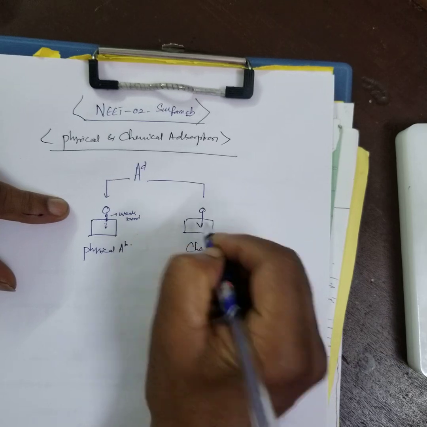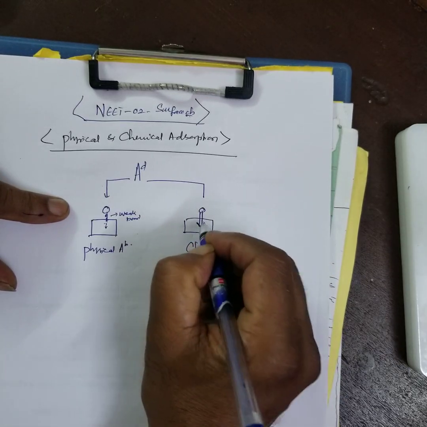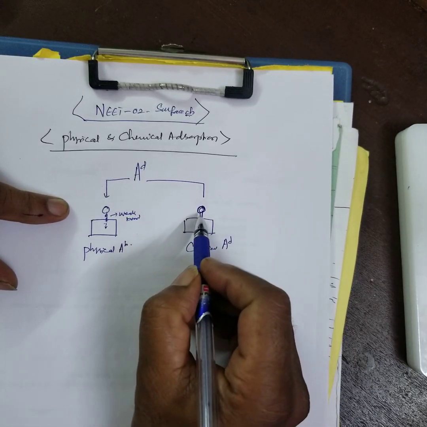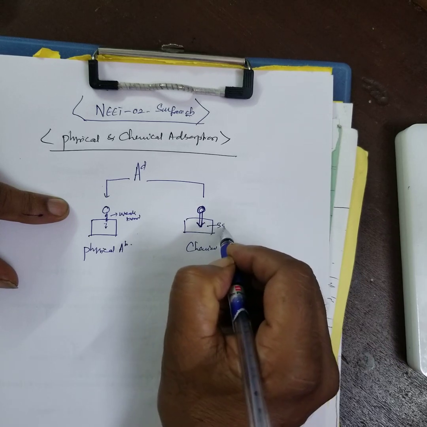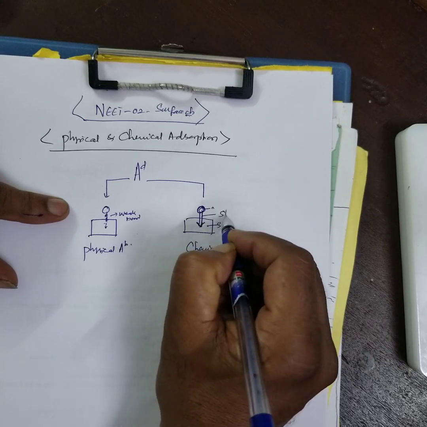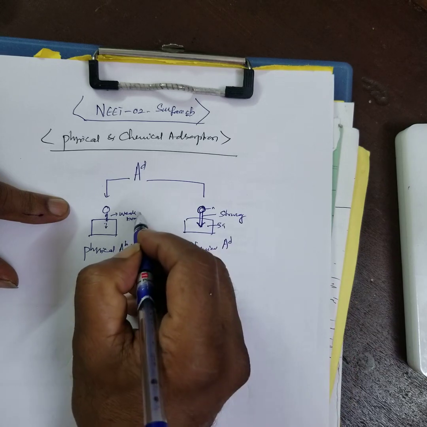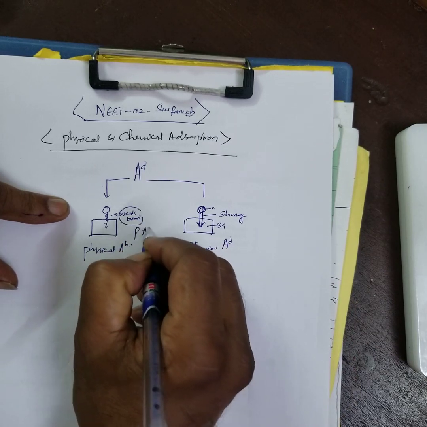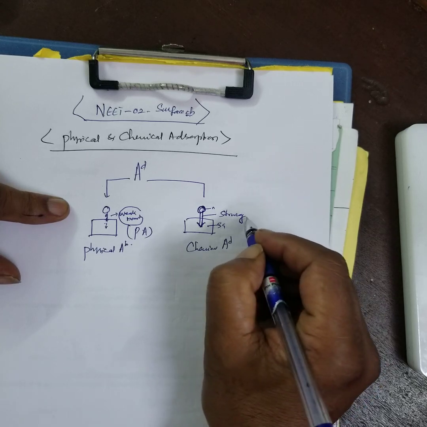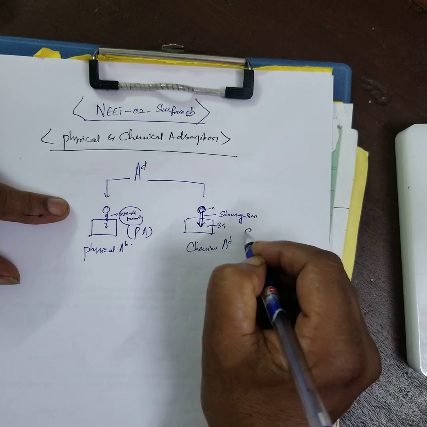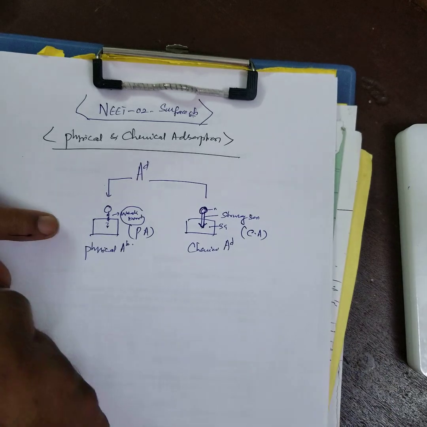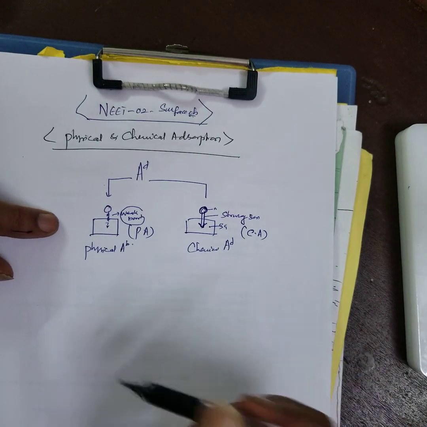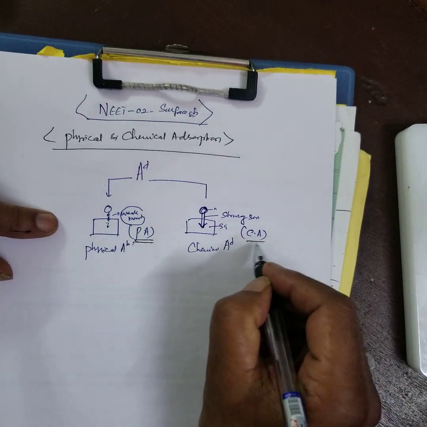Here I'll write like this, an arrow. The bond formed between the surface and the molecule is very, very strong. Here, since this is a weak bond, this is called physical adsorption. This is a strong bond. This is called chemical adsorption. Can you follow? Therefore, remember physical adsorption and chemical adsorption.